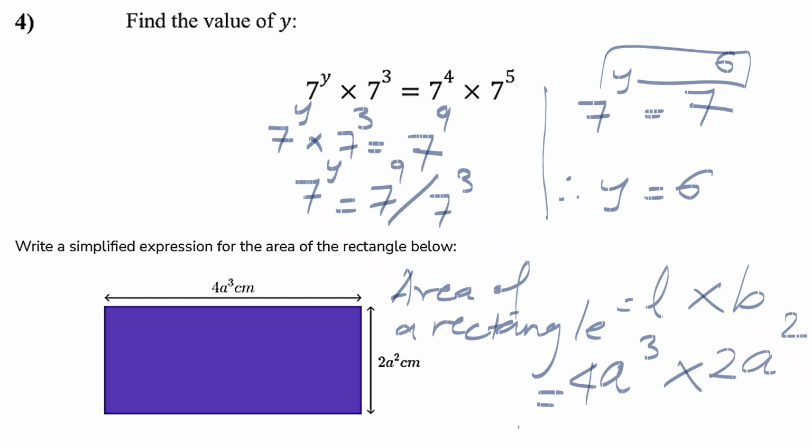Okay, so now the numbers you will multiply, 4 into 2, 4 2s are 8, and a to the power 3 multiplied by a to the power 2. You will write a one time, and since it's a multiplication you will add the powers, so 3 plus 2 is 5. So my final answer for the area of the rectangle is 8a to the power 5 centimeter square, since it's an area. So that's why you will write square.